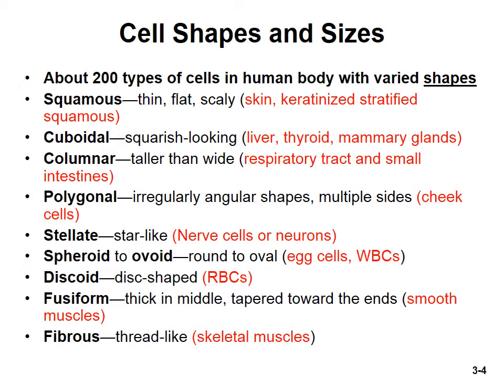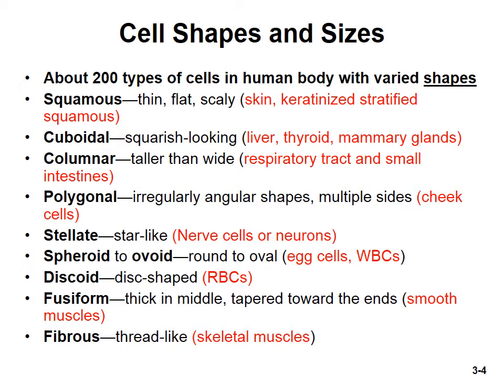There are about 200 types of cells in the human body with various shapes. One in particular, which is my favorite, is squamous. Squamous simply means those cells are thin, flat, and scaly. The top layer of your skin, which is called the epidermis, is known as keratinized stratified squamous. So the top layer of our skin is made of keratin, which we're going to talk about in chapter 6. Stratified means it has several layers. The epidermis has 5 layers, and squamous simply means it's very flat.